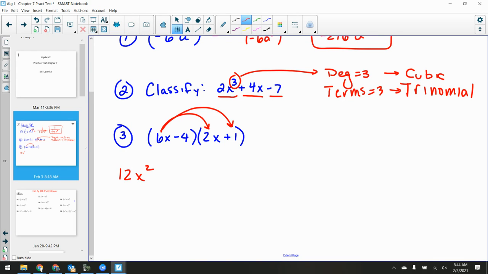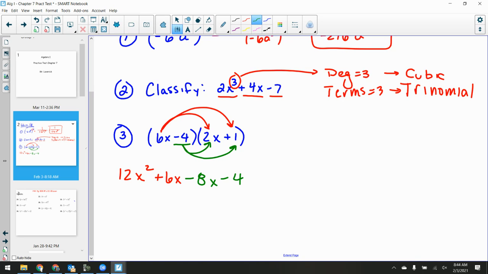6x times 1. 6x. And then I'm going to switch to green here. I've got a negative 4 times 2x. Negative 8x. Negative 4 times 1. Negative 4. Good. Is everybody following me so far? I know I have to simplify a little bit, but is everybody following me so far? First, outer, inner, last. And I'm multiplying all of these things together, folks.